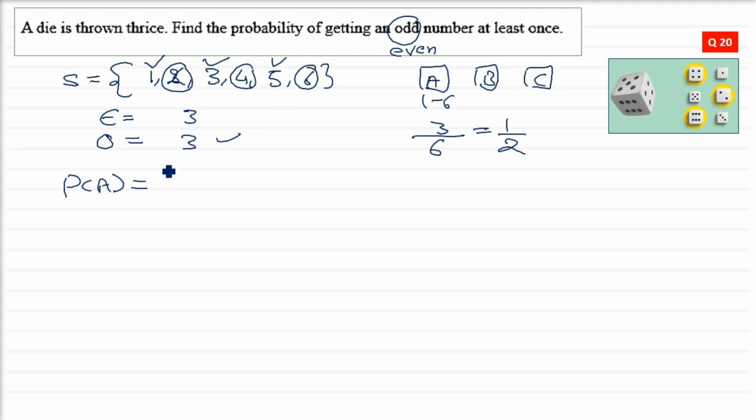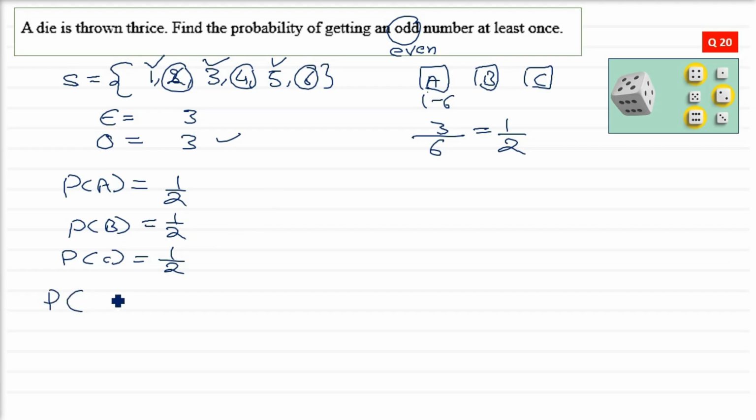So we are talking about 3 dice here. First die, second die, third die. The probability of getting an odd in the first die is half. All these 3 events are independent of each other. The probability of getting odd in the second is half and the third is also half, 1 by 2. Now what about at least once?